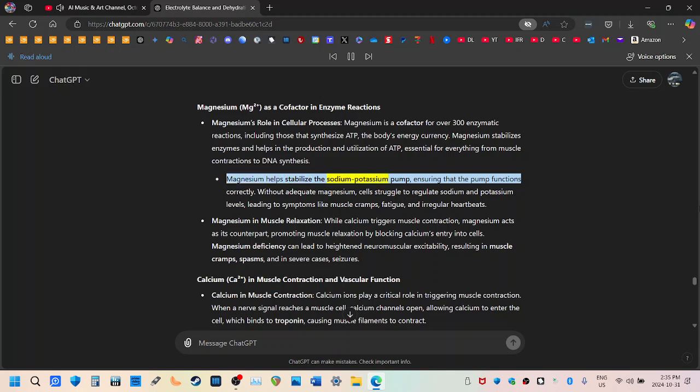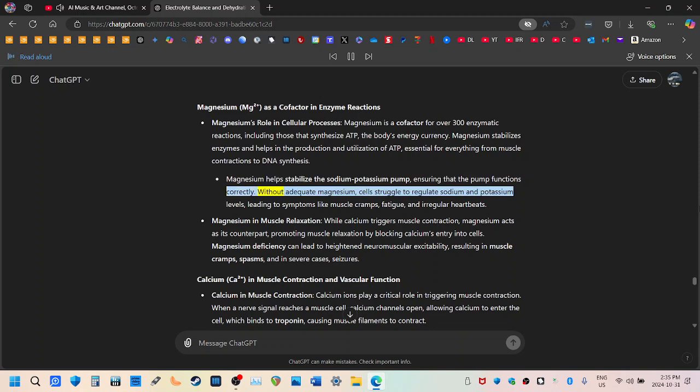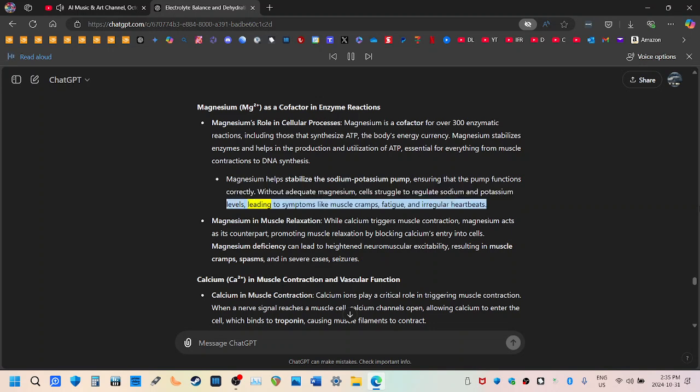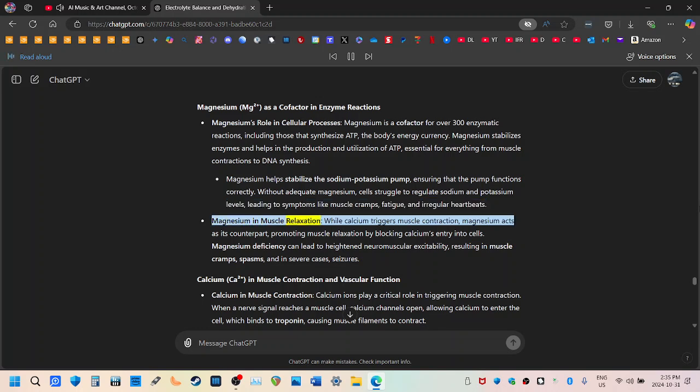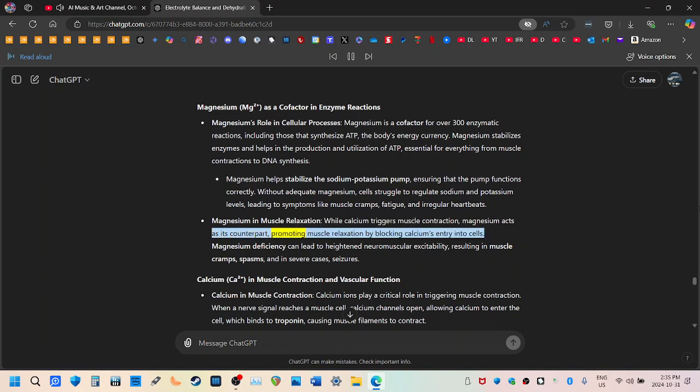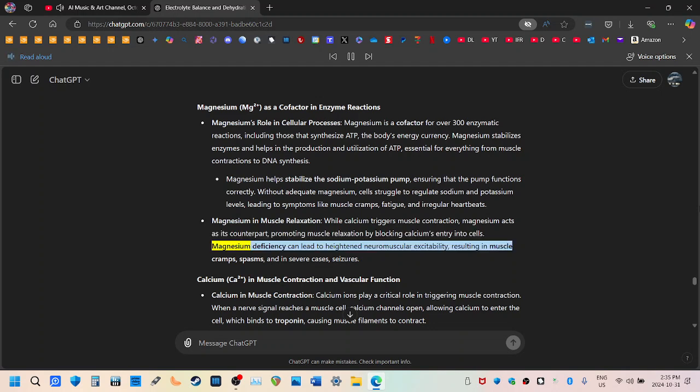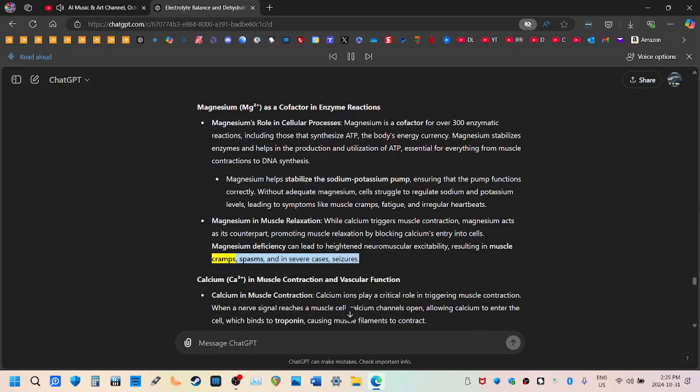Magnesium helps stabilize the sodium-potassium pump, ensuring that the pump functions correctly. Without adequate magnesium, cells struggle to regulate sodium and potassium levels, leading to symptoms like muscle cramps, fatigue, and irregular heartbeats. Magnesium in muscle relaxation. While calcium triggers muscle contraction, magnesium acts as its counterpart, promoting muscle relaxation by blocking calcium's entry into cells. Magnesium deficiency can lead to heightened neuromuscular excitability, resulting in muscle cramps, spasms, and in severe cases, seizures.